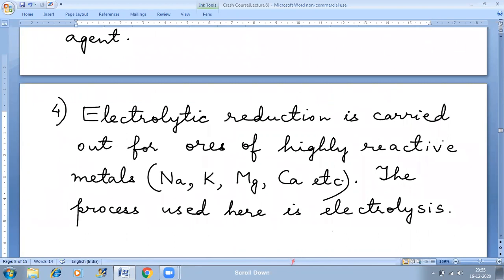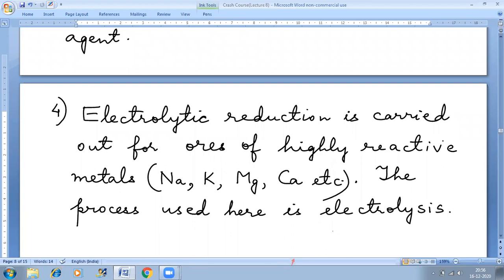And last type of reduction is electrolytic reduction. This is carried out for ores of highly reactive metals, like examples of highly reactive metals have been given in brackets. And the process used here is electrolysis. So the principle in the fourth point is electrolysis. That is the principle. In electrolysis, you pass electric current and then finally you obtain the metal. But this method is carried out for ores of highly reactive metals.